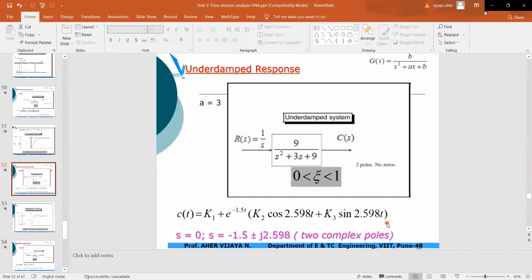Now, find out poles and zeros. How many zeros are there? No zero. Only 9 is here in the transfer function. So no zeros. How many poles?